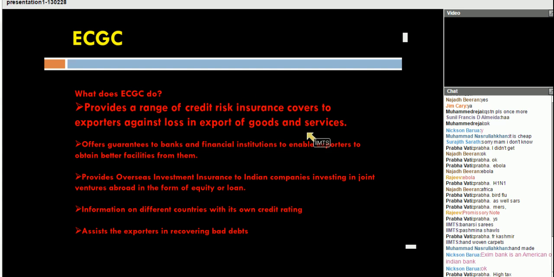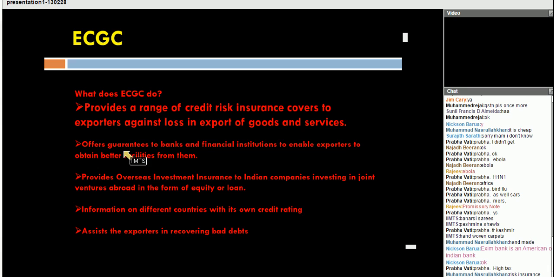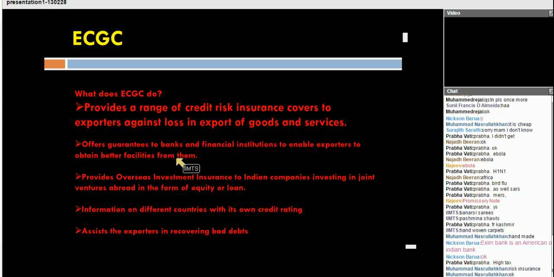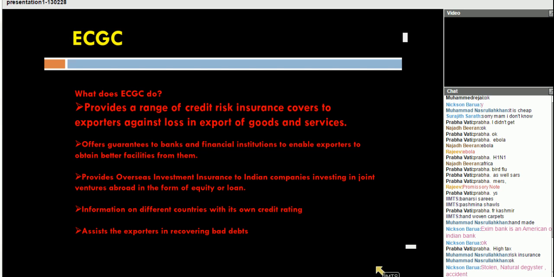What does it do? It provides a range of credit risk insurance covers to exporters. It offers guarantees to banks and financial institutions. Yes, Mohammed, risk insurance. There is a lot of risk involved in the trade of goods from one country to another. There can be a storm in the sea, there can be a fire in the aircraft, or any kind of risk. N number of risks are there. So such risks are covered by this ECGC. Okay. And yeah, goods can be stolen, there can be natural disasters, accidents, anything.